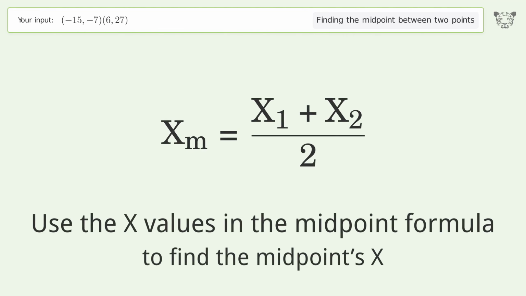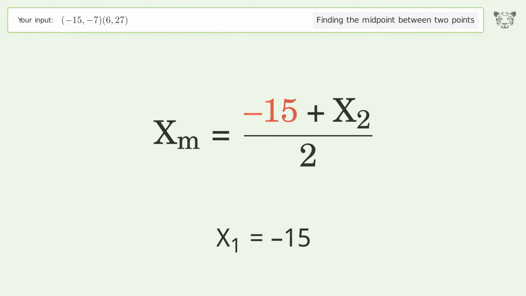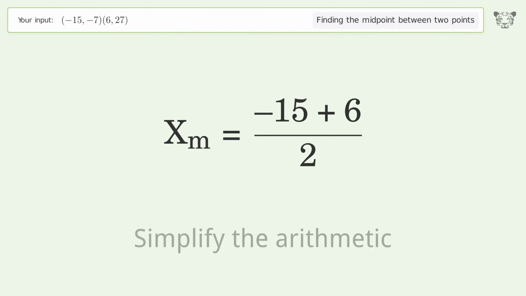Use the x values in the midpoint formula to find the midpoint's x. x1 equals -15. x2 equals 6. Simplify the arithmetic.